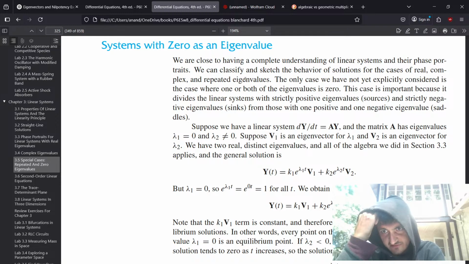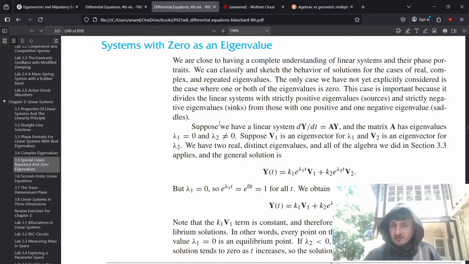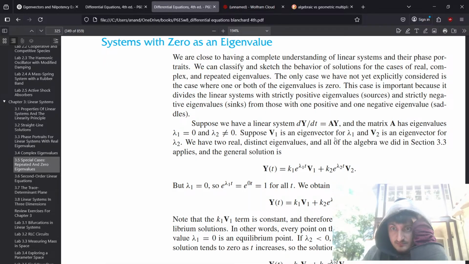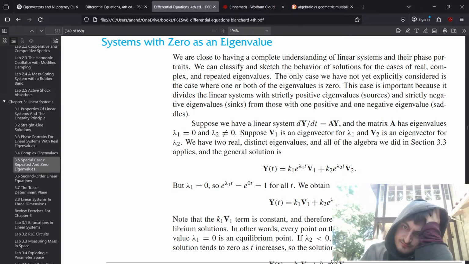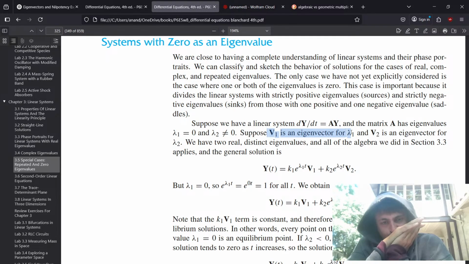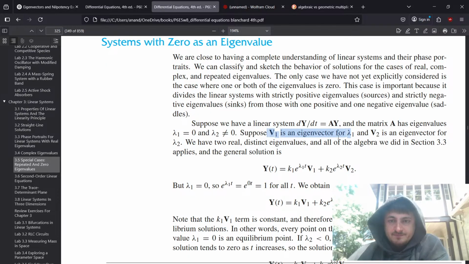from those with one positive and one negative eigenvalue. Suppose we have a linear system and the matrix A has eigenvalues lambda 1 equals 0 and lambda 2 is non-zero. Suppose v1 is an eigenvector for lambda 1 and v2 is an eigenvector for lambda 2. Wait, hold on. What that means is A v1 is equal to 0.